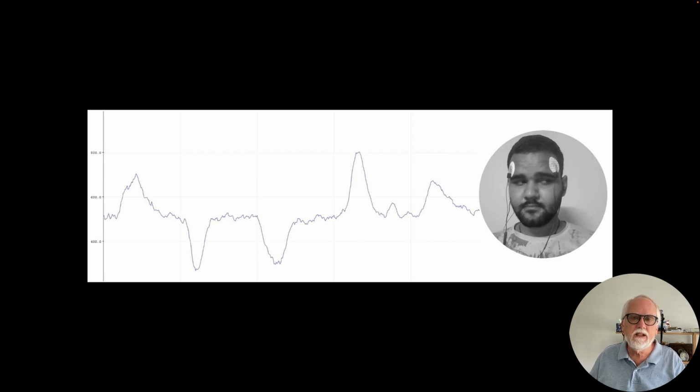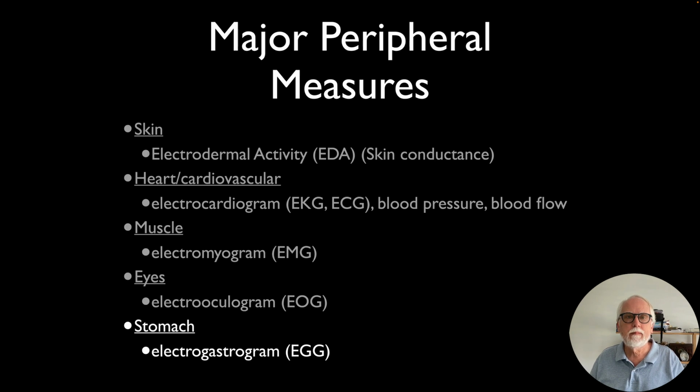These days, you don't see EOG being used as much as it used to. It's used more as a way to measure artifacts, that is, a way to detect that someone is blinking when you don't want them to be blinking, that kind of thing. Instead, people use eye tracking these days to look at eye movements, and we'll talk about eye tracking a little bit later.